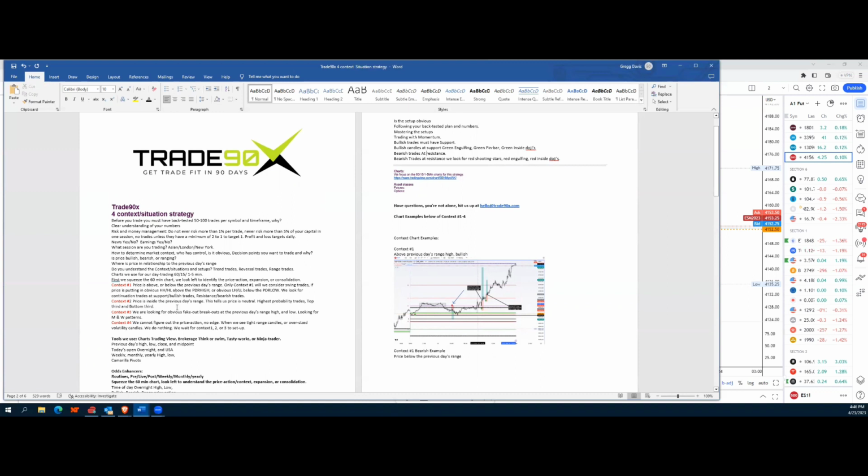Context number 2, this is where price is inside the previous day's range. This tells us price is neutral. Highest probability trades are going to be the top third and bottom third. And again, I'll review the charts in a minute.